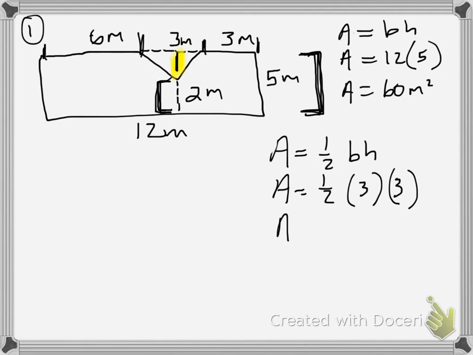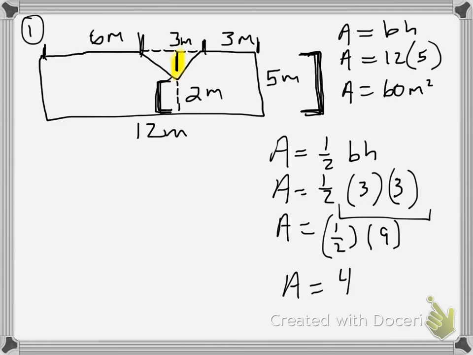So now I can just multiply here. And multiplication is commutative, so the order doesn't matter, whatever you'd like to do. You're probably seeing the 3 times 3 first, so we could do that first. And I could say I need to do half of 9. So half of 9 is 4.5, or 4 5/10. And that would be meters squared.